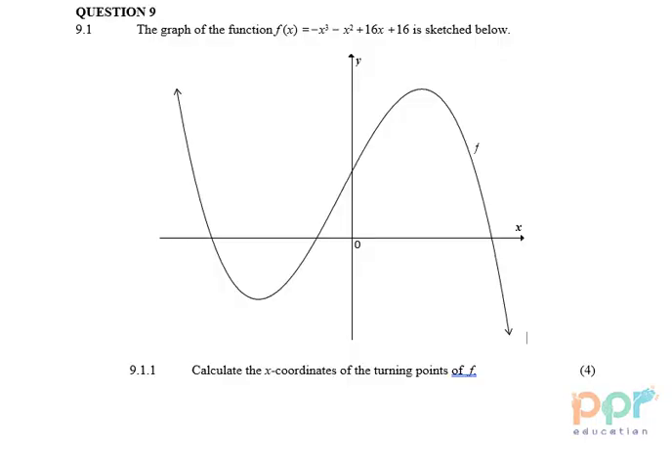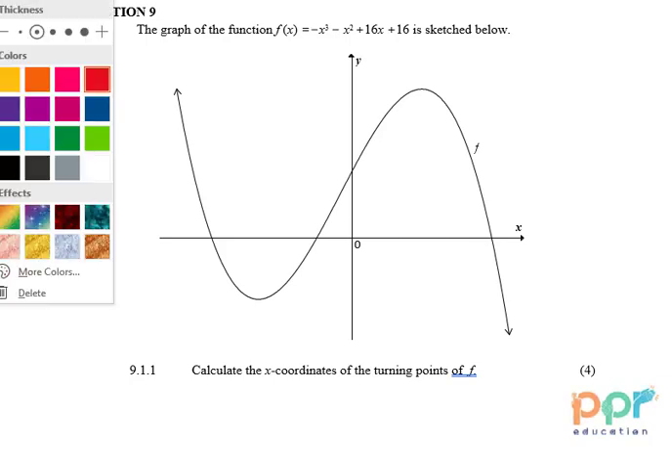Question 9 is a graph of f with respect to x equals minus x cubed minus x squared plus 16x plus 16, as given below. We are given only the equation, and then they have drawn the graph for us. The first question asks us to find the x coordinates of the turning points of f.